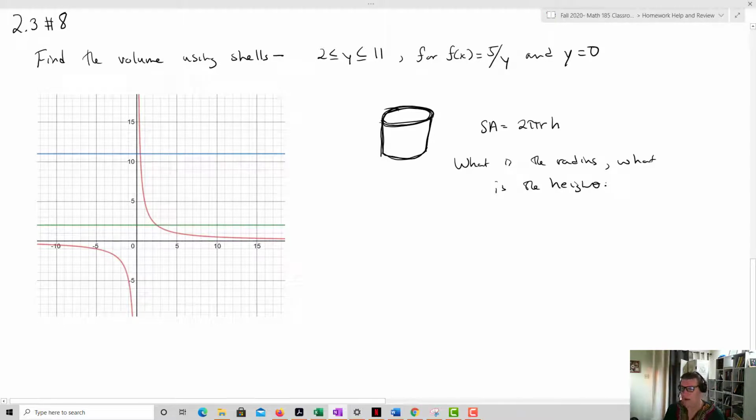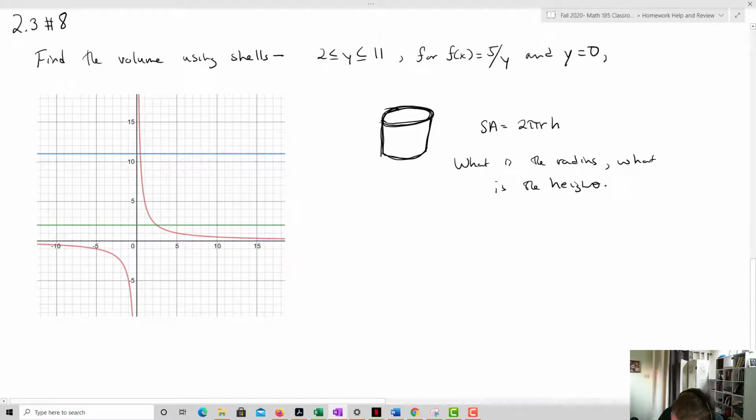We go in, we integrate around along one of the axes, either the x-axis or the y-axis, along our bounds, and what we end up with is the entire volume, right? That's what it does when we integrate. We stack things up and we let them accumulate, so that we have lots and lots of these shells. So what we need to do first is figure out what r is and what h is, so that we can actually figure out what one of these shells is.